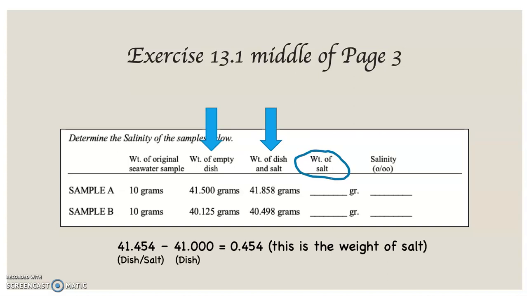So, we're going to pretend for our practice problem, our sample 1, that the dish weighs 41 grams. You can see that down below. And after we evaporate the water, we're going to assume that the weight of the dish and the salt is 41.454 grams. What do we do? We take 41.454, the larger number, subtract 41, and we come up with 0.454. This is the weight of the salt. That's what would go in that area I circled that says weight of the salt, if these were the numbers. But remember, you are going to solve for A and B.